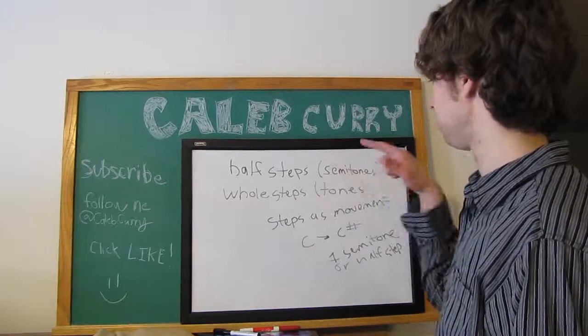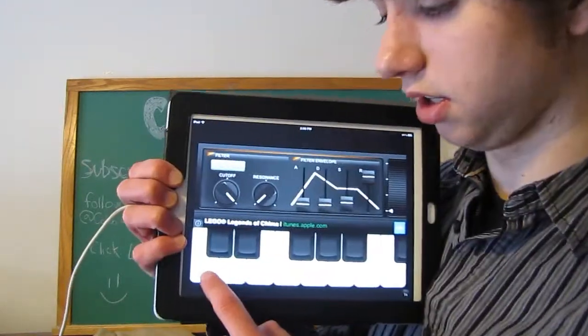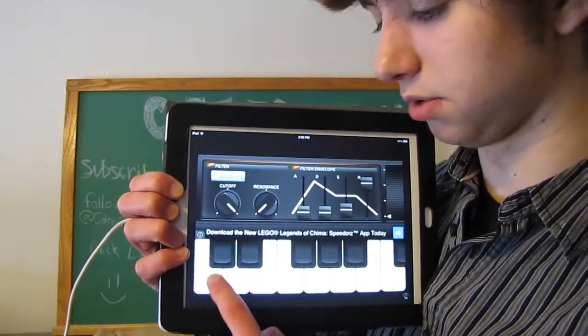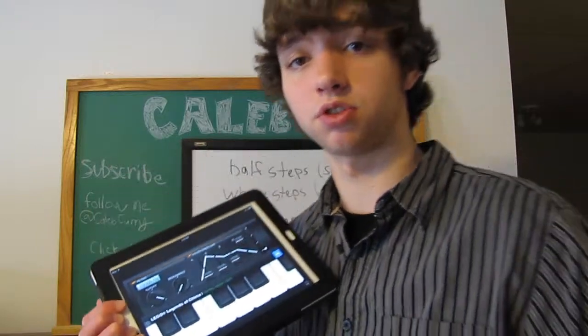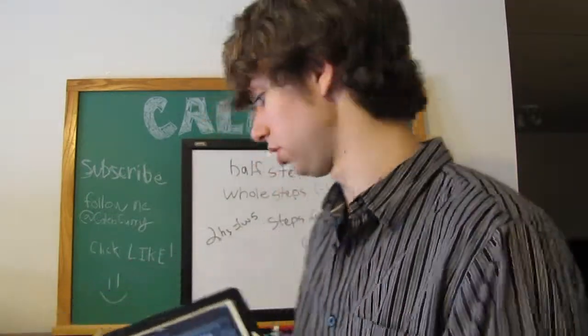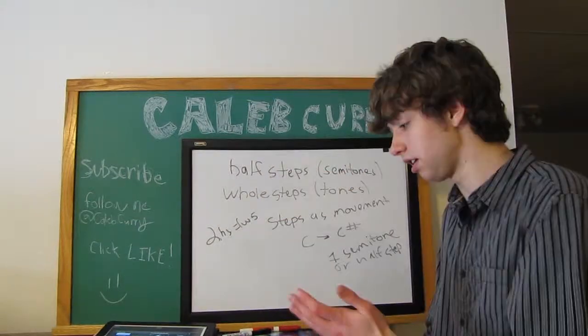So, what is a whole step? Well, a whole step is basically 2 half steps. That is a whole step. 1 half step, another half step, which 2 half steps equals 1 whole step, or tone, whatever you want to call it. So now that you know this, it is very, very, very important.